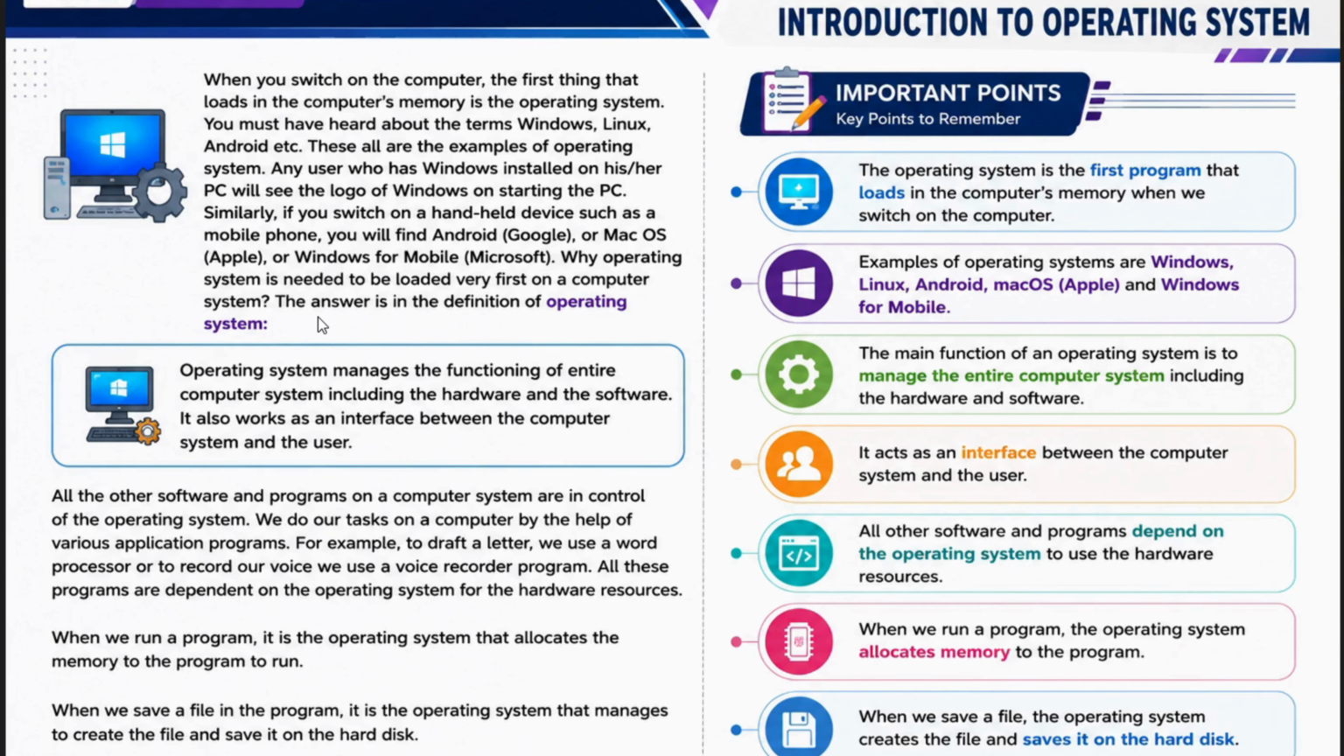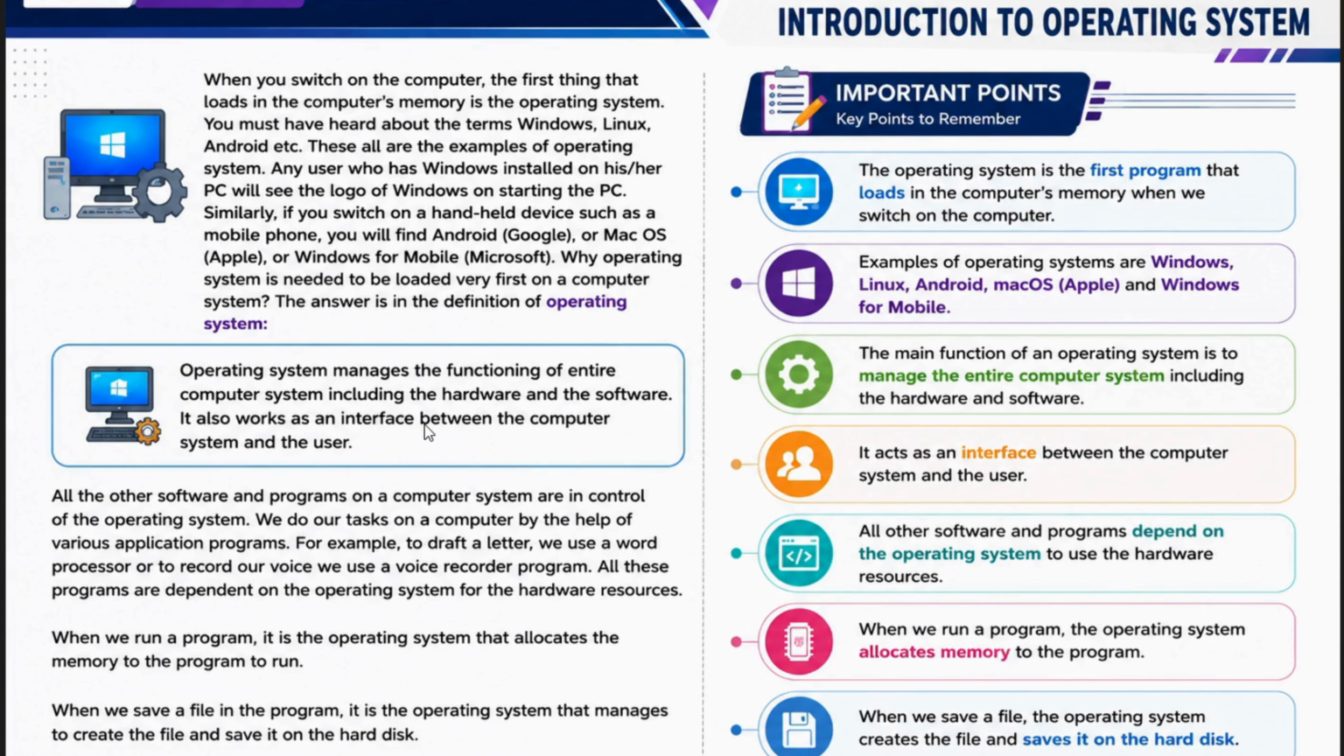Why is the operating system needed to be loaded very first on a computer system? The answer is in the definition of operating system that we have right over here. Operating system manages the functioning of the entire computer system, including the hardware and the software. It also works as an interface between the computer system and the user. So for the computer to work, we need to have an operating system in it. It manages all the functionality of the computer system, and even the hardware and the software.